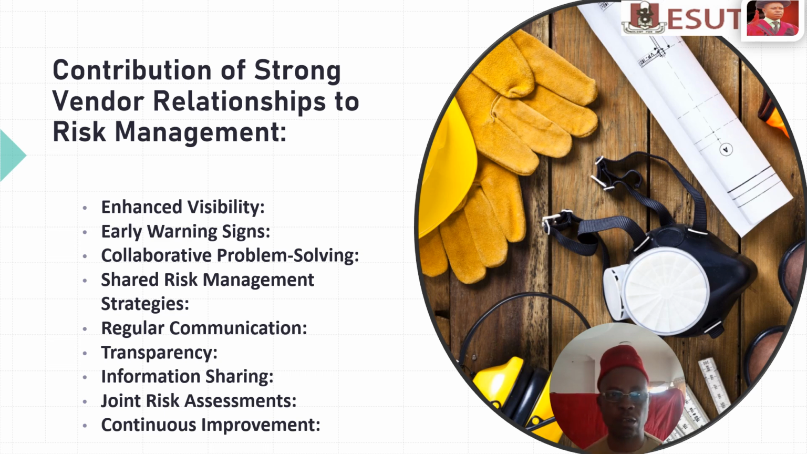Contribution of strong vendor relationship to risk management. The following are ways that strong vendor relationships help in risk management. Enhanced visibility, early warning signs, collaborative problem solving, shared risk management strategies, regular communication, transparency, information sharing, joint risk assessments, and continuous improvement.